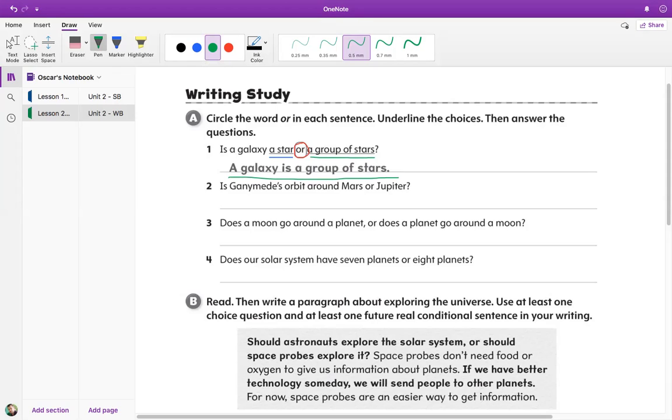Number 2, is Ganymede's orbit around Mars or Jupiter? So our question is about Ganymede. So we are going to first, as we did before, circle the word "or." So we know we separate the choices. And we are going to underline the two choices. So we know the question is about Ganymede's orbit. So we have around Mars, and then we have Jupiter as our second choice.